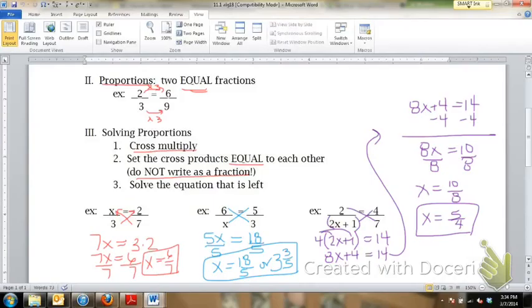And that's it. So just cross multiply, but make sure you set them equal to each other. Do not write them as a fraction. Okay, and then just solve your equation. And you're done.